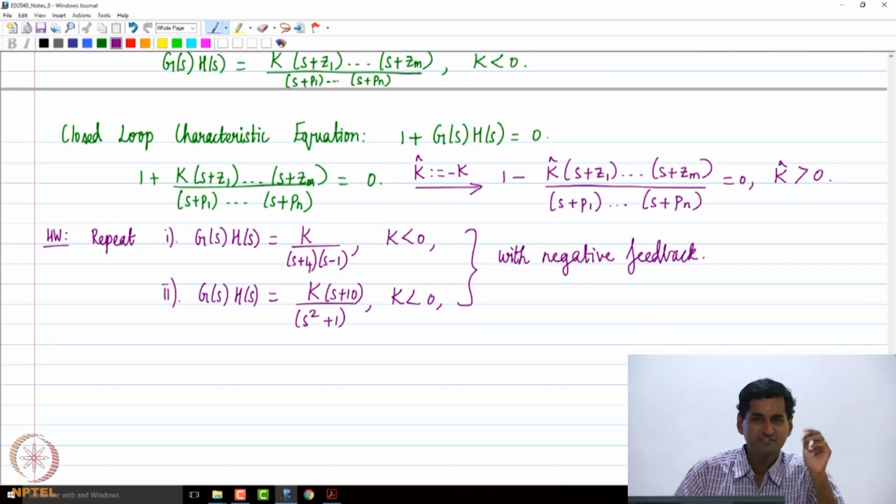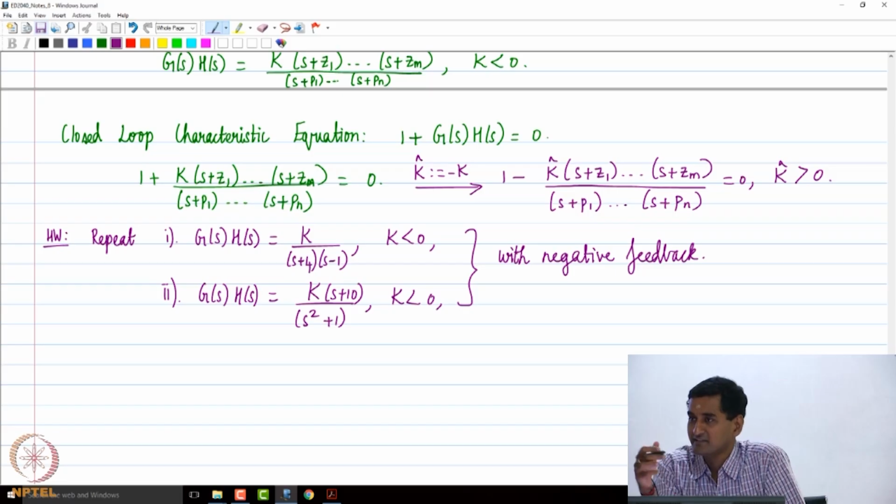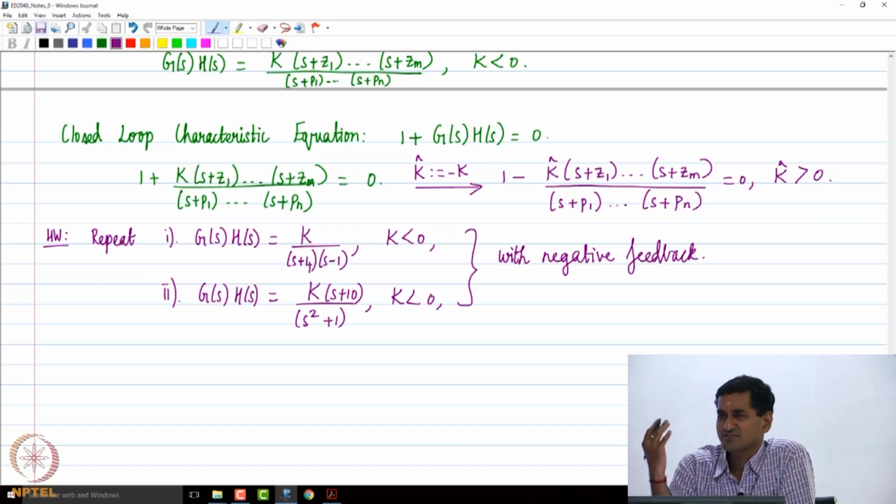Is it clear? Once you start doing it, you will become an expert in constructing the root locus. As I discussed, just follow the steps methodically, then you will be fine. Is it clear?